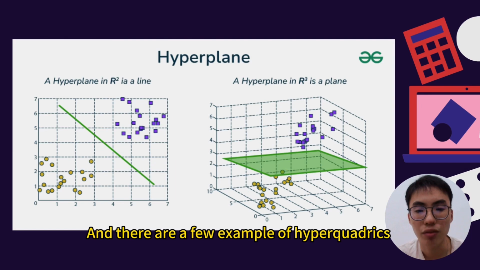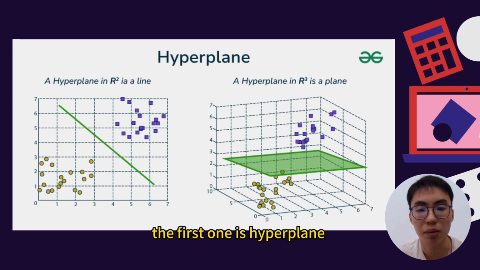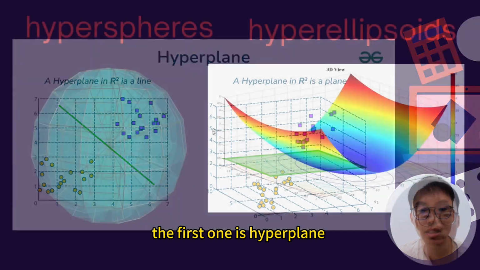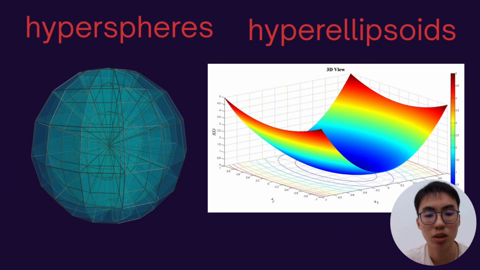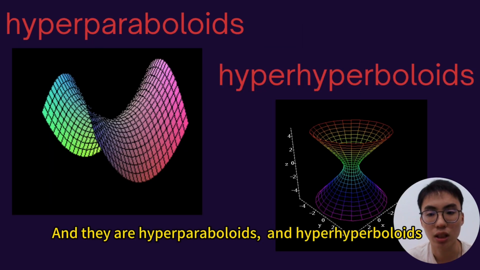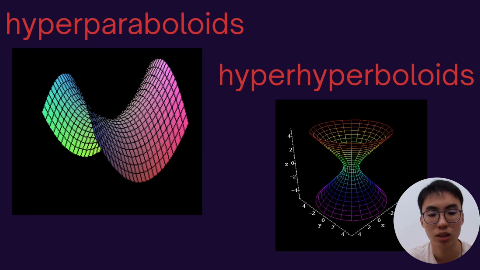And there are a few examples of hyperquadrics. The first one is the hyperplane. Next, there are hyperspheres, hyperellipsoids, hyperparaboloids and hyperboloids.